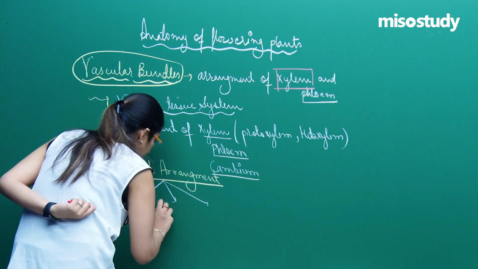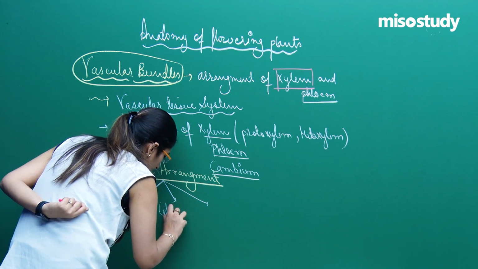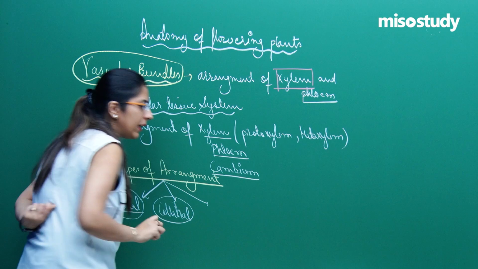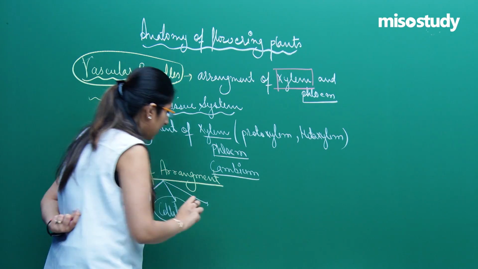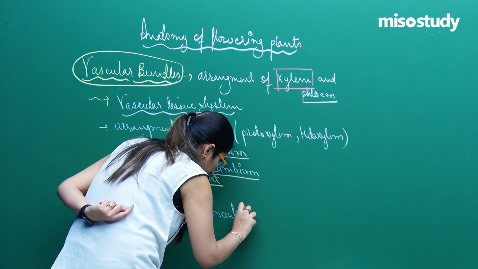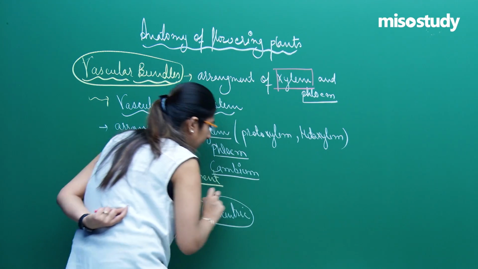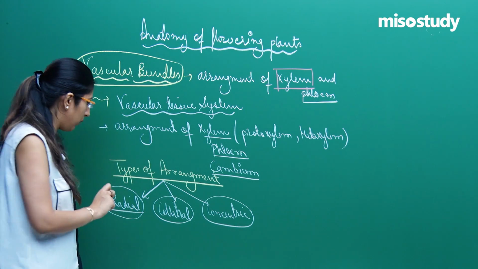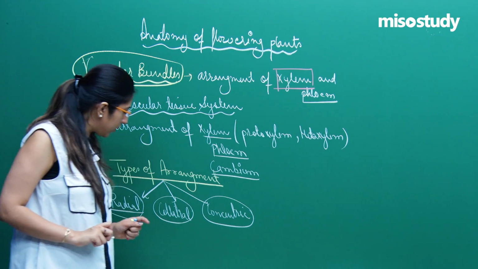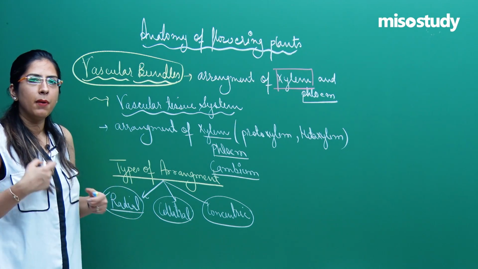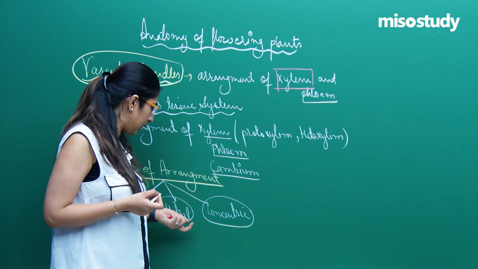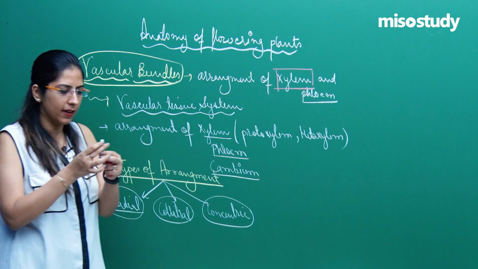Similarly, we have the second type called the collateral type. Third we have is the concentric type. So these are the three types of arrangement that we will be talking about. First is the radial arrangement. Second, collateral. Collateral is further divided into conjoint, bicollateral, etc. So this is the collateral type. Third one is the concentric.